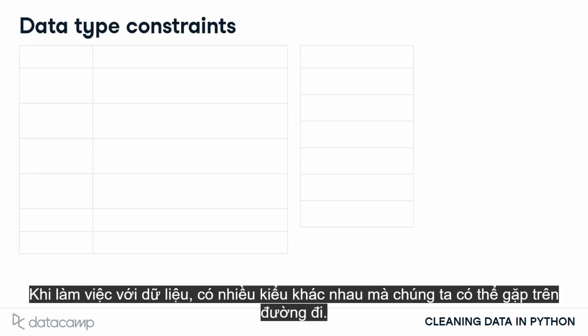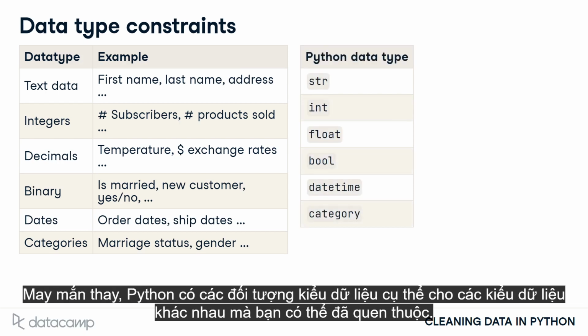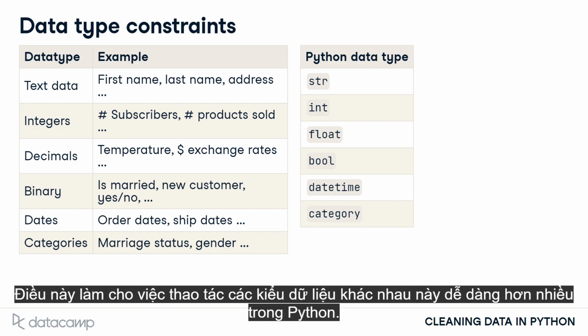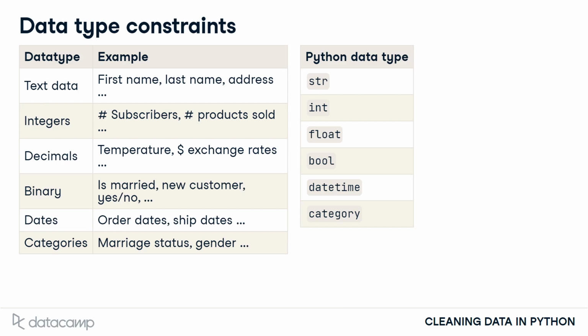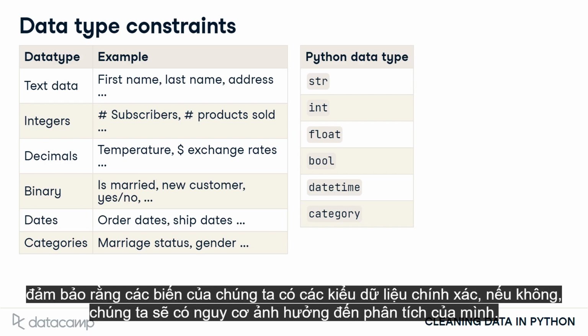When working with data, there are various types that we may encounter along the way. We could be working with text data, integers, decimals, dates, zip codes, and others. Luckily, Python has specific data type objects for various data types that you're probably familiar with by now. This makes it much easier to manipulate these various data types in Python. As such, before preparing to analyze and extract insights from our data, we need to make sure our variables have the correct data types. Otherwise, we risk compromising our analysis.